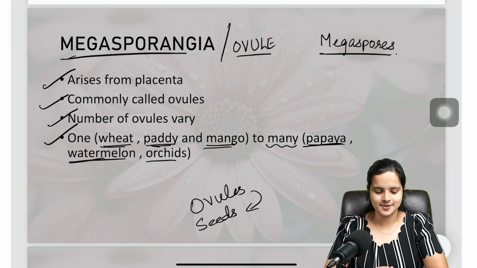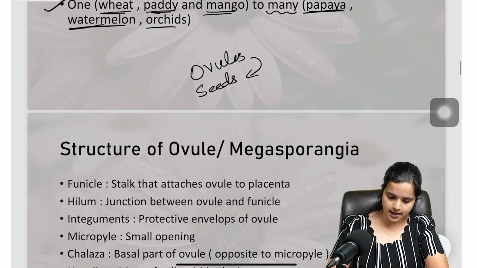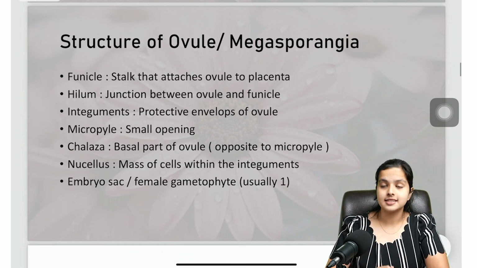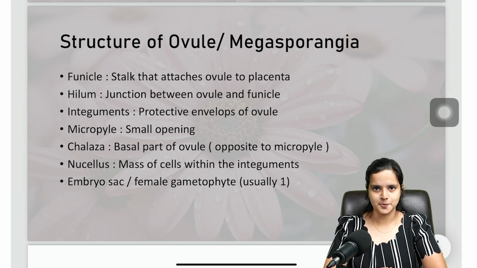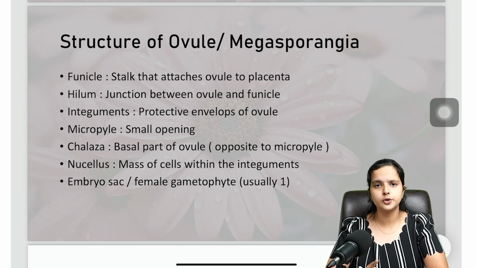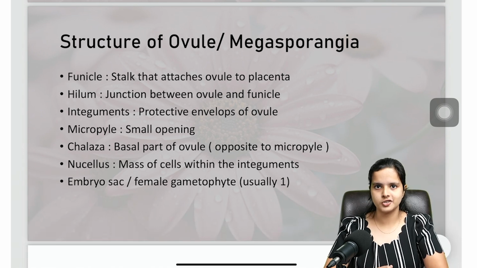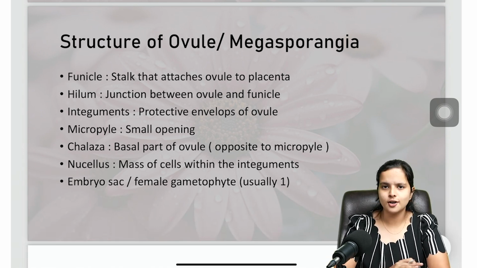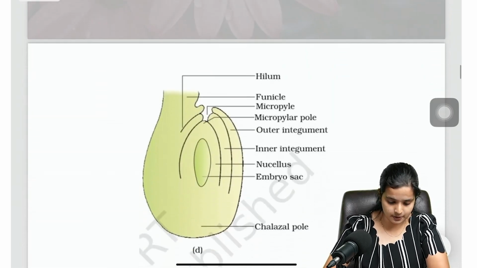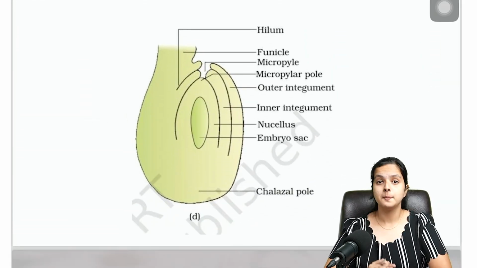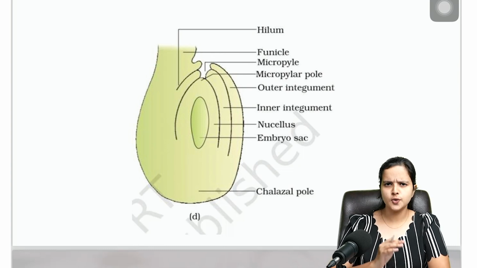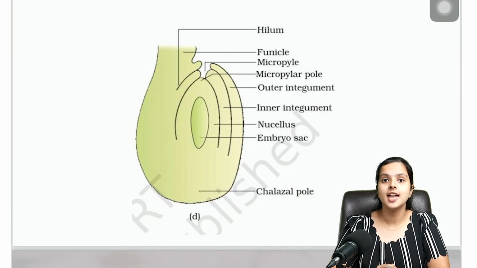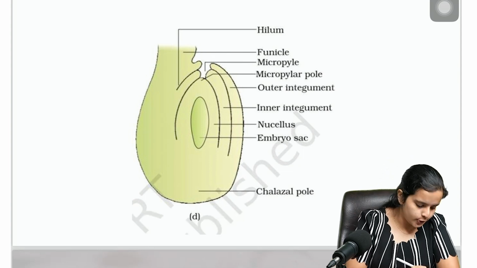Okay, so now you know what a megasporangia or ovule is. It's time to study the structure of this megasporangia. I've already told you what a megasporangia is, but I've not shown you what the structure is, right? So we'll discuss the structure of an ovule. Before discussing all these terms, I'll show you the figure because it's much simpler that way. Before discussing this figure, you should know the outline of how an ovule lies inside the ovary. Okay, so I'll draw a picture over here.